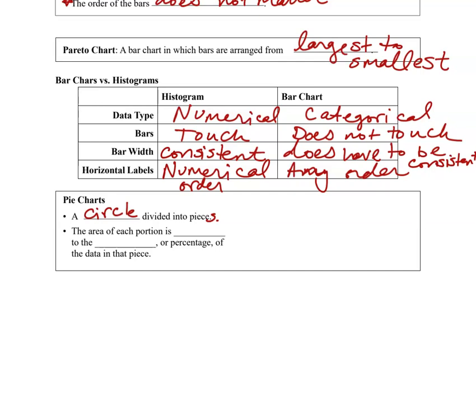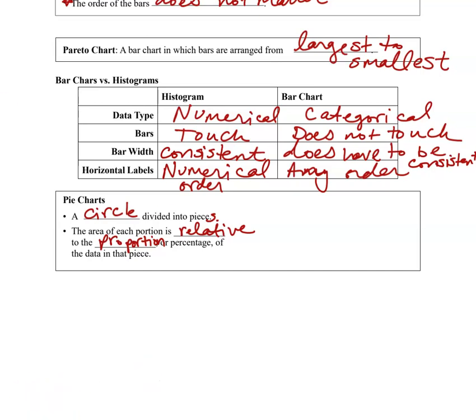Now in that game, the pieces are all the same size, but in reality, when you're doing a pie chart to display data, the area of each portion is relative to the proportion or percentage of data within that piece. So those little wedges for each piece will vary depending on how much of the graph they take up.